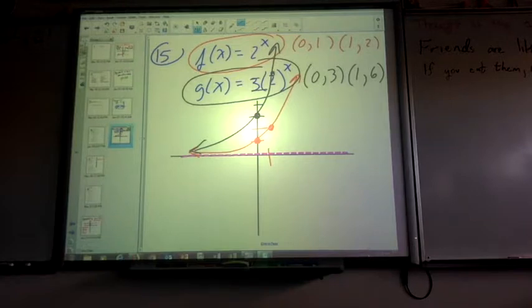If I plug 1 in, 1 to the first is 1. If I plug 2 in, 1 to the second is 1. 1 to the third is 1. 1 times 1 times 1 is 1. Oh, trick question on number 2. That's a sneaky little thing they threw in there. So what is it? Linear. Yeah. It's just some sort of function.